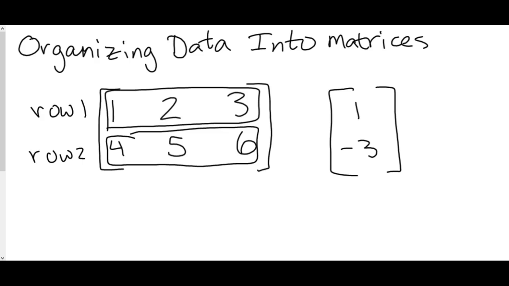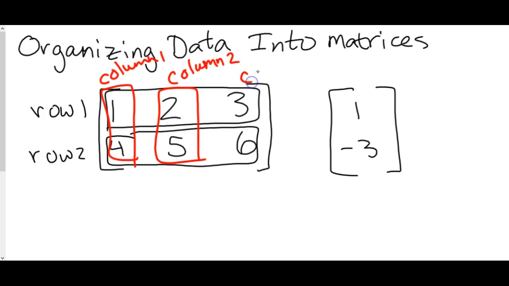And then columns. So this would be a column, just the 1 and the 4. 2 and 5 would be a second column. And 3 and the 6 would be a third column.